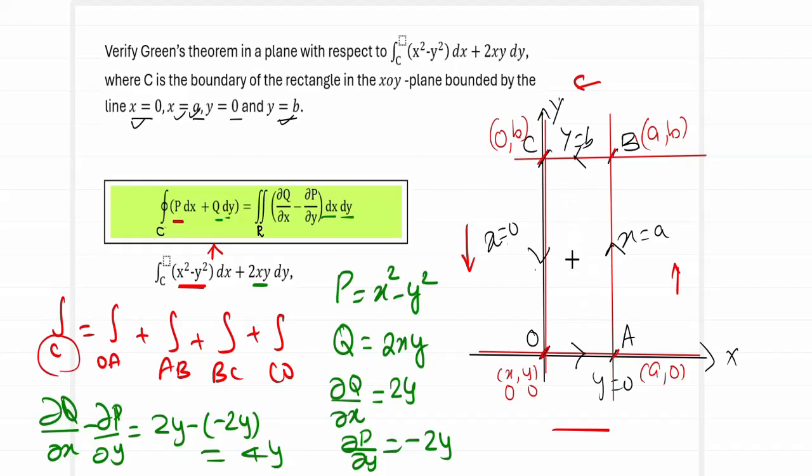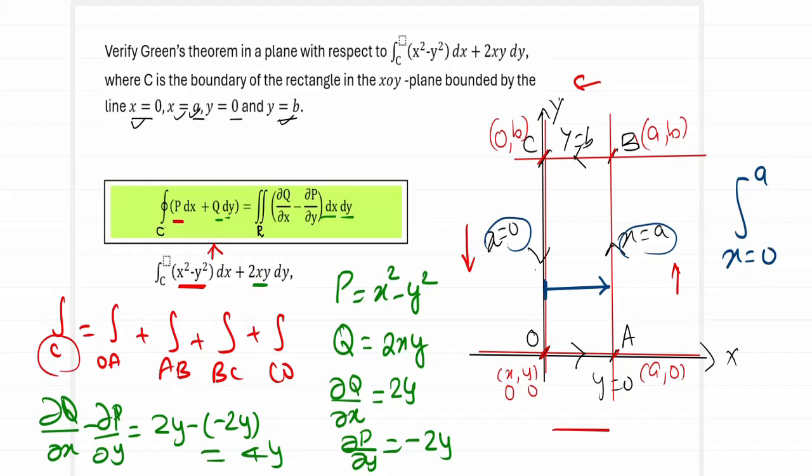So in this region R, to fix my limits, let me draw a line parallel to my x-axis. When I draw a line in the direction of my x-axis, where does my x vary from and to? My x varies from 0 to a. So the limit for my x will be from 0 to a. This fixes the limit for my x direction.